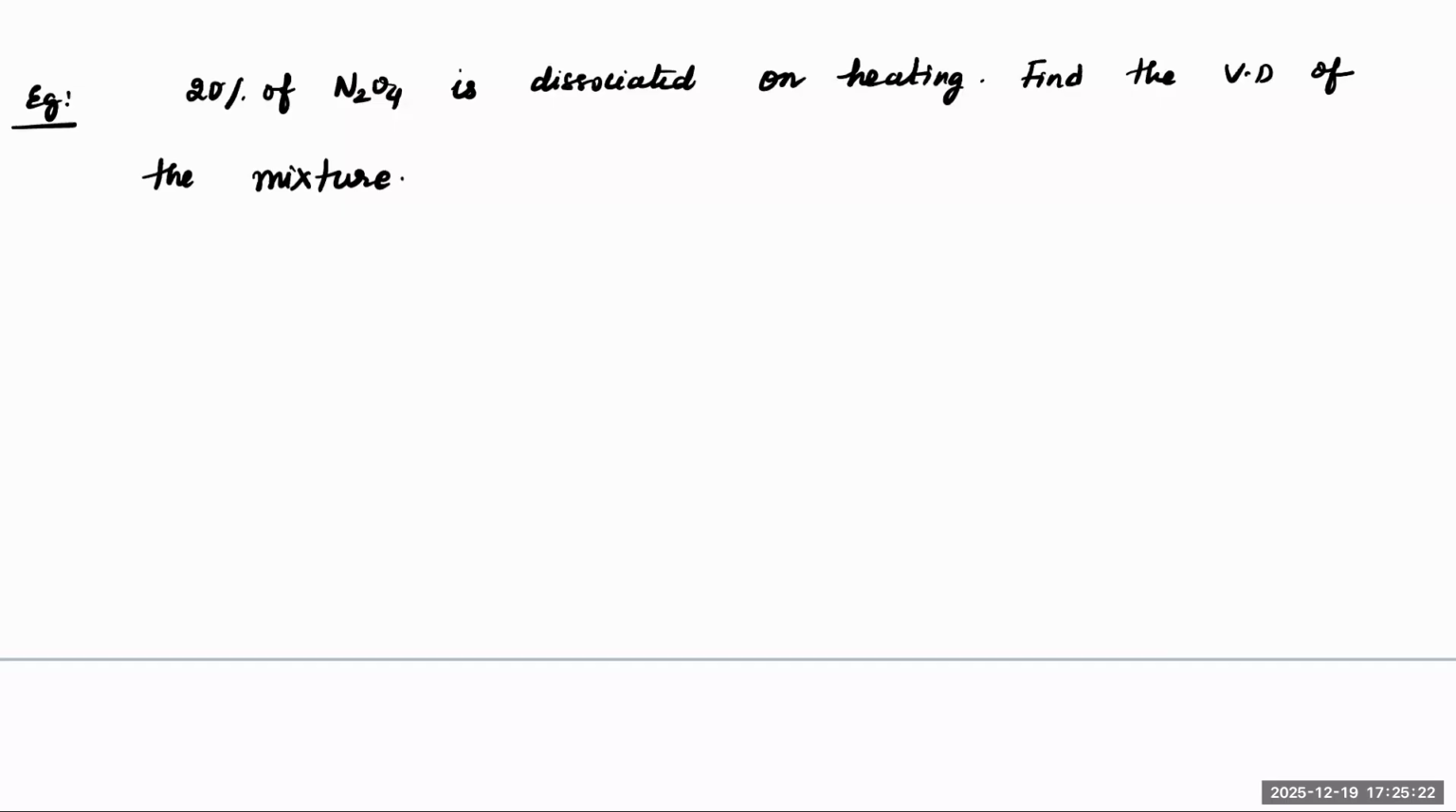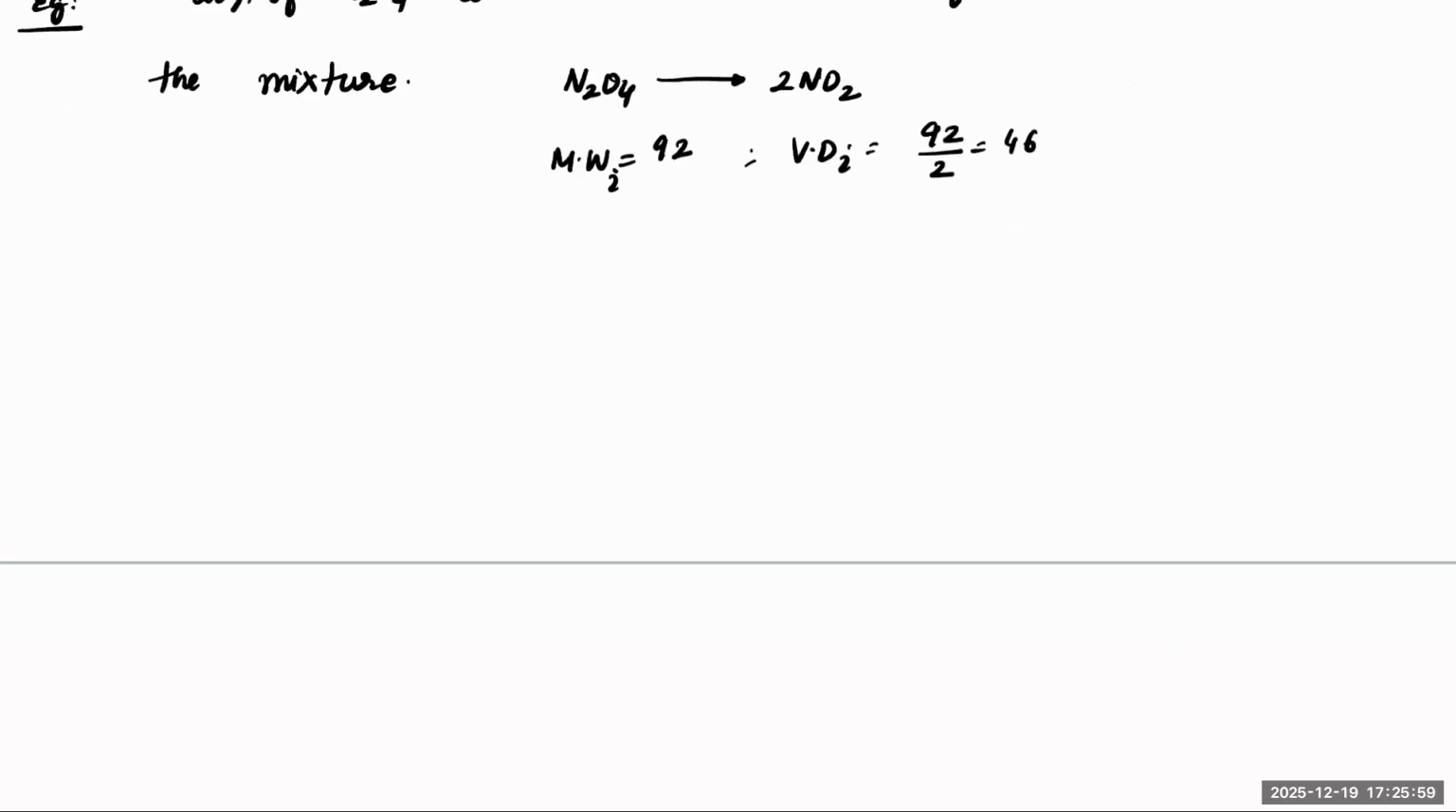First, you know that N2O4 will dissociate into 2 moles of NO2. Correct? You can write it like this. So you notice that for every 1 mole I take, I will get 2 moles of NO2. What will be the initial molar mass? Molar mass initially is of only N2O4, which is 92. That is the initial molar mass. Which means what will be the initial vapor density? It will be 92 by 2, which is how much? 46. Correct?